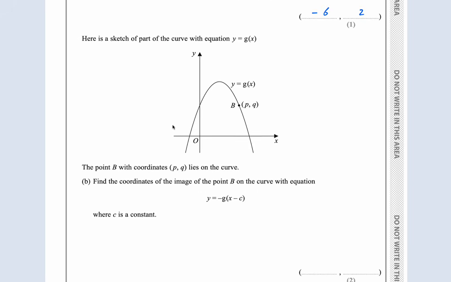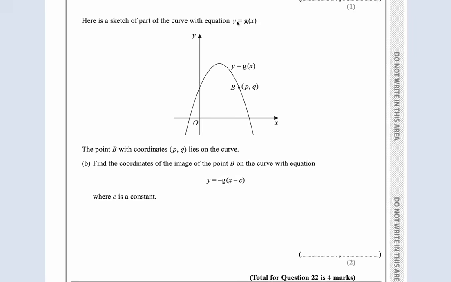Okay, here's a sketch of part of the curve with equation y equals g of x. The point B has coordinates P, Q and lies on the curve. Find the coordinates of the image of the point B on the curve with this equation. Okay, so there's two things happening, guys. One is a vertical stretch of scale factor minus 1, which actually flips it in the x-axis. So that is a reflection in the x-axis. So let me just write these down.